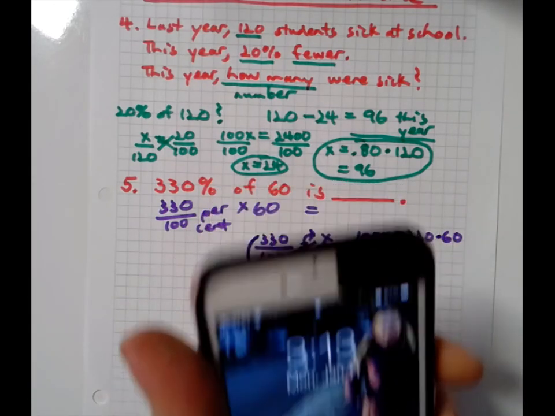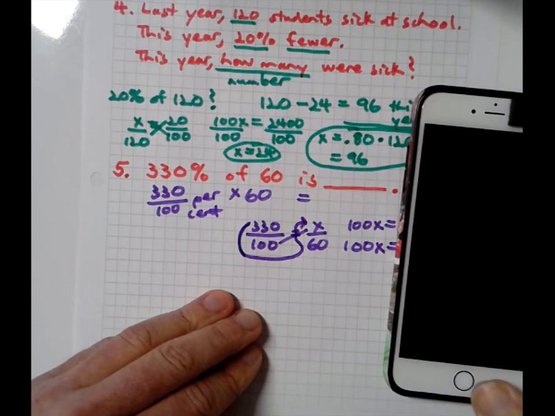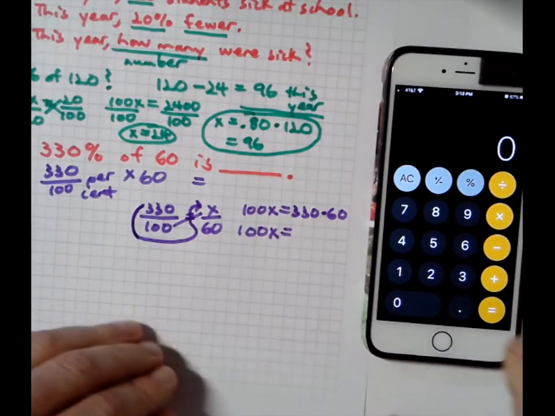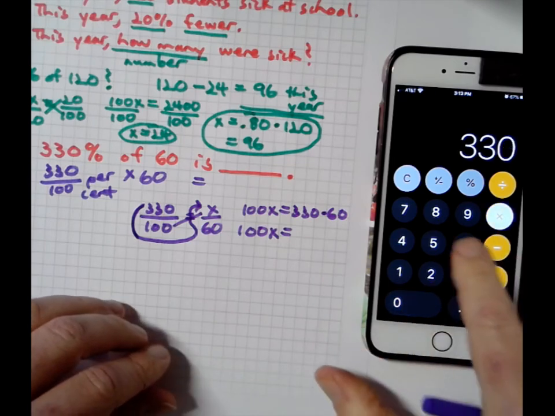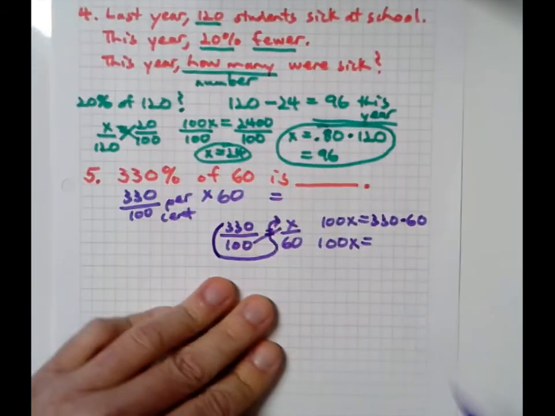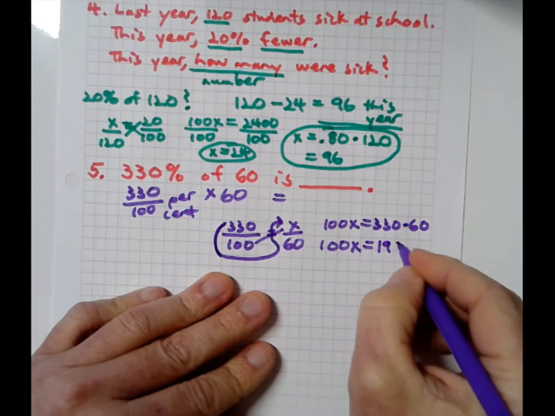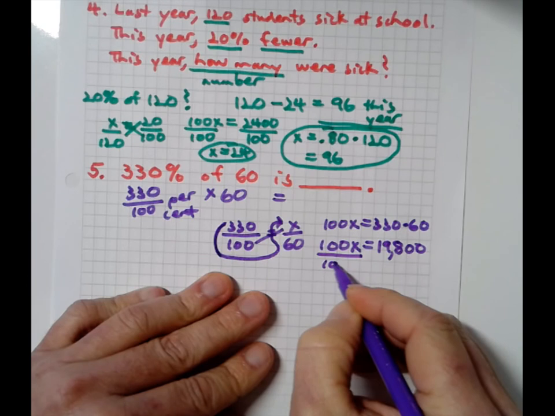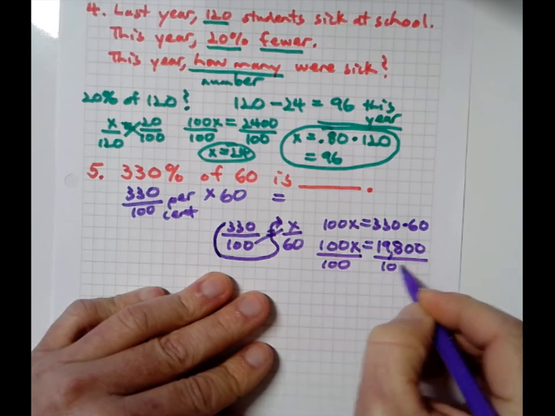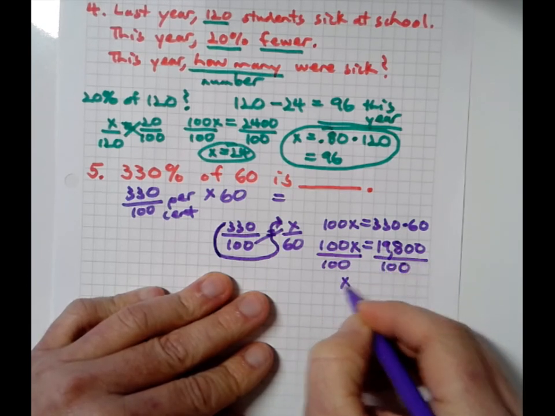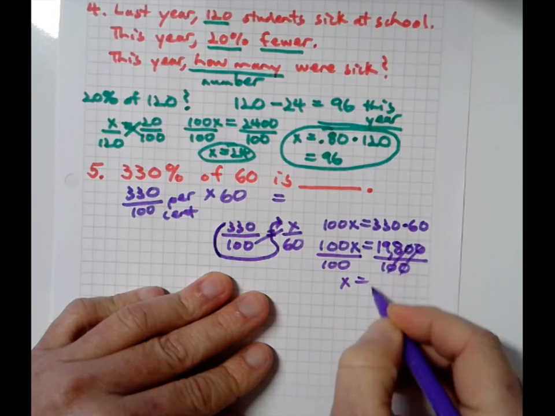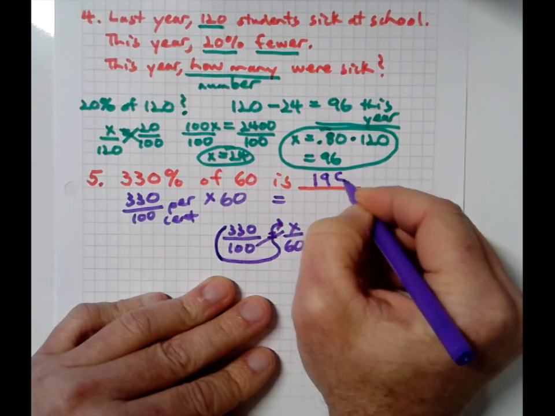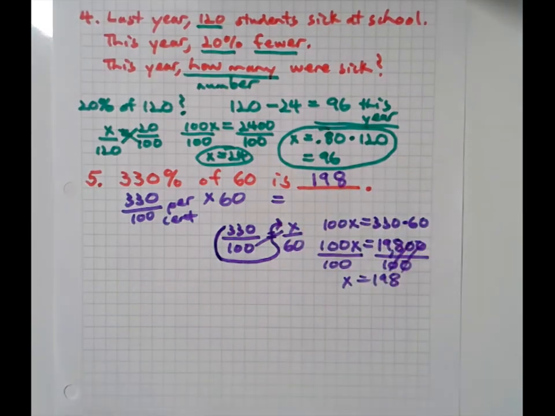I will not use Siri, even though she's already made an appearance. Let's go just calculator, simple calculator. 19,800. That was a great year. 198. That answers the question. And we're done.